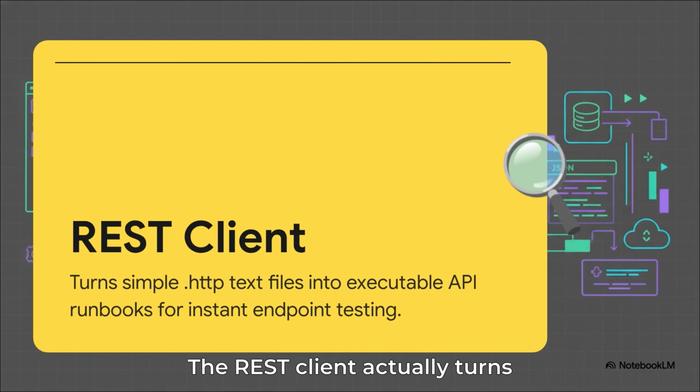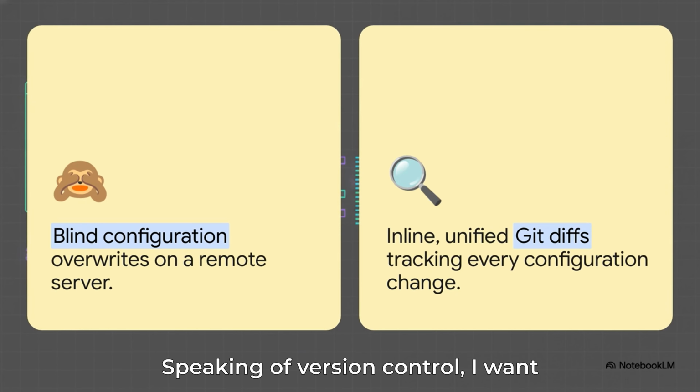The REST client actually turns simple text files into executable API runbooks. You literally just type your HTTP request right there in the editor, hit send request, and boom, view the response in a split pane. And since these are just text files, your entire team can share and version control these diagnostic scripts effortlessly.